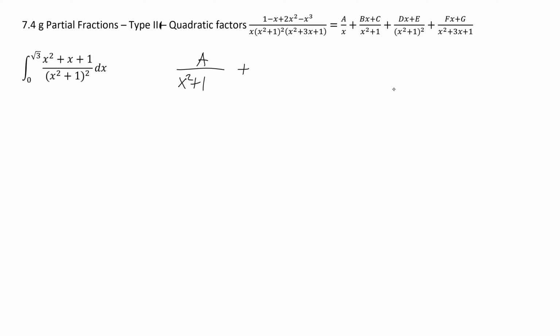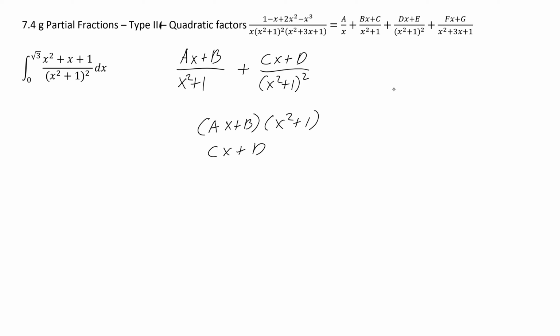Oops, I forgot the ax. Ax plus b because it's a quadratic. And the next then will become cx plus d with the repeated factor, which is the x plus 1 squared. So now that means we're going to have to take the ax plus b and multiply it by x squared plus 1. And the cx plus d, nothing. It's just plain old cx plus d.